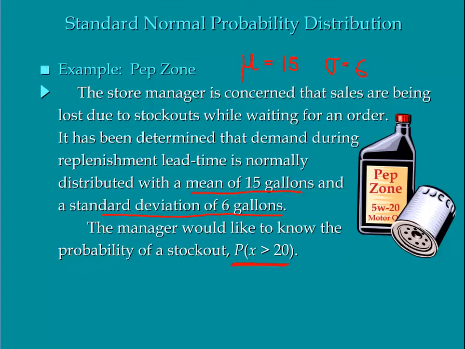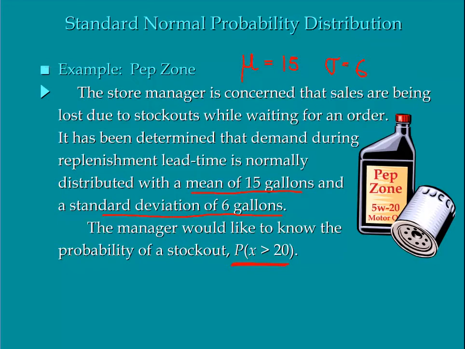In the third part of the presentation, we are going to look at the standard normal probability distribution, an example from that. We're going to deal with the PEP zone motor oil example again. And just to remind ourselves, the key parameters in this example were a mean of 15 gallons, so mu is equal to 15, and a standard deviation of 6 gallons. So that's our starting point.